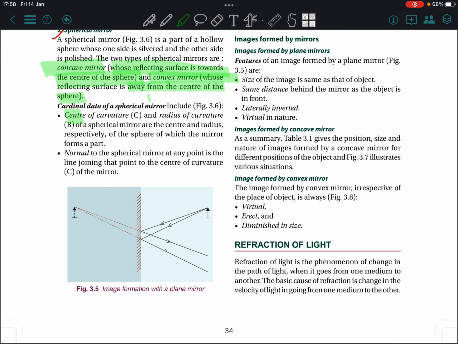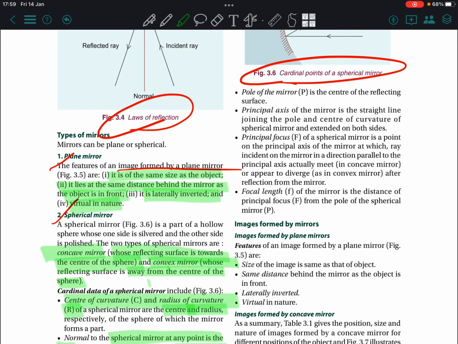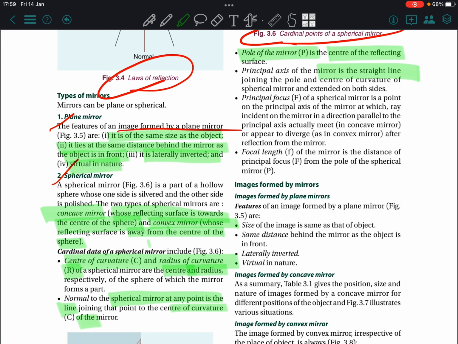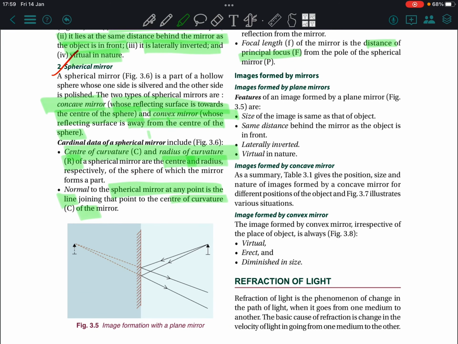Cardinal points of a spherical mirror: curvature, radius, center of curvature, radius of curvature. Center and radius of the sphere respectively. Normal to the spherical mirror at any point is the line joining the point to the center of curvature. Pole of mirror, center of reflecting surface. Principal axis is the straight line joining the pole and center of curvature. Principal focus of a mirror is the point on the principal axis at which rays incident on the mirror in a direction parallel to the principal axis actually meet. Focal length of a mirror is the distance of the principal focus from the pole of the spherical mirror. Images formed by plane mirror.